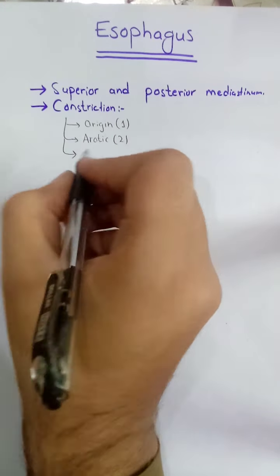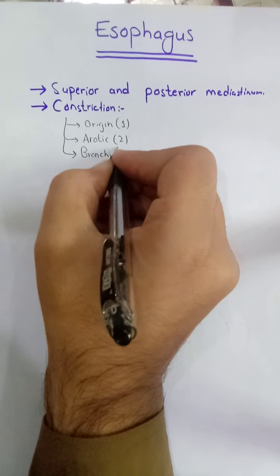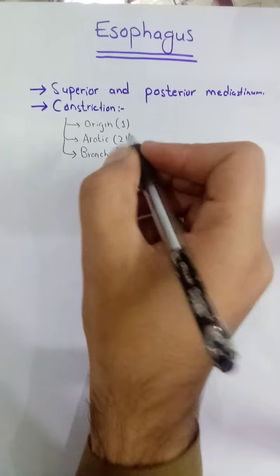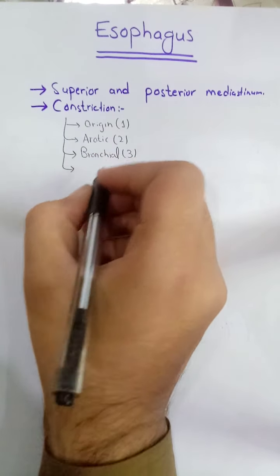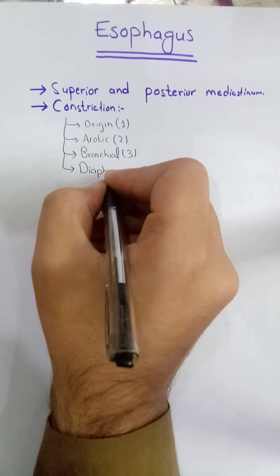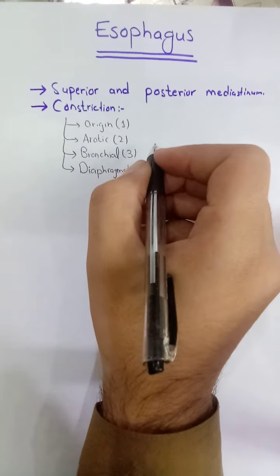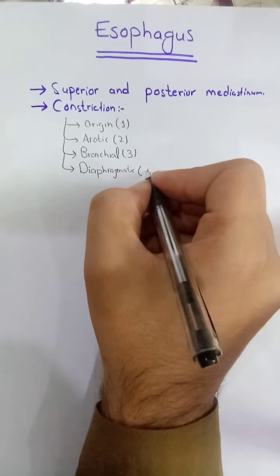The third constriction is bronchial. As the name indicates, it is related to the lung, so it is due to the left lung. And the fourth constriction is diaphragmatic, which is the point at which it enters the diaphragm through the esophageal hiatus. Okay.